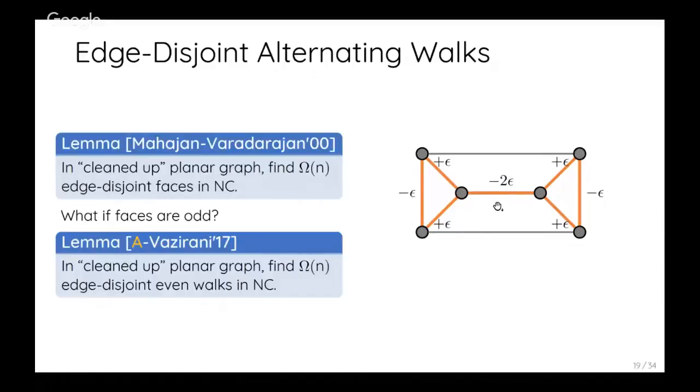And if you do the accounting of the plus epsilons and minus epsilons, you'll see that you have to basically remove twice the epsilon from this joining edge. So you can still move within the perfect matching polytope by these even cycles, right?